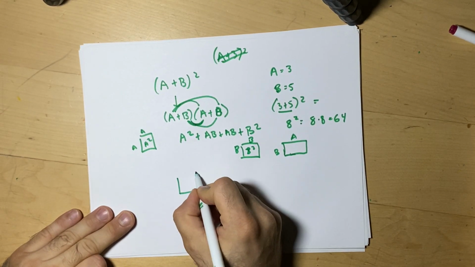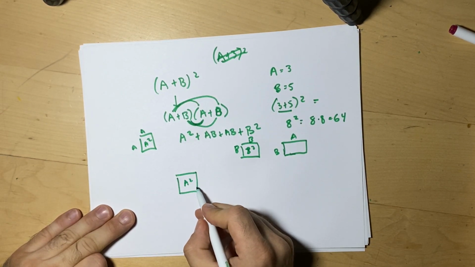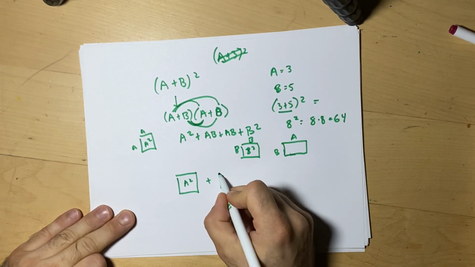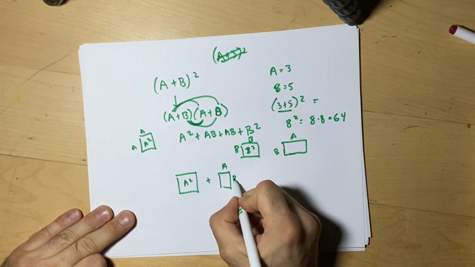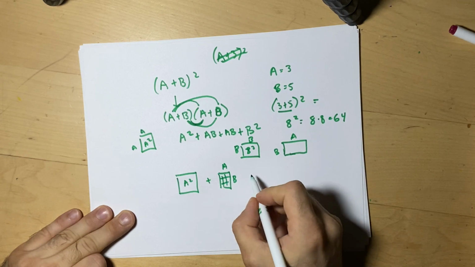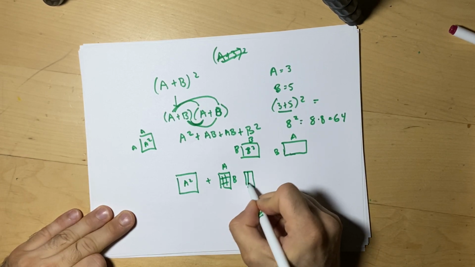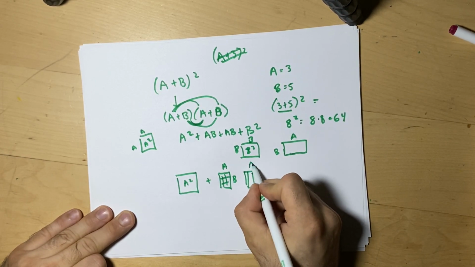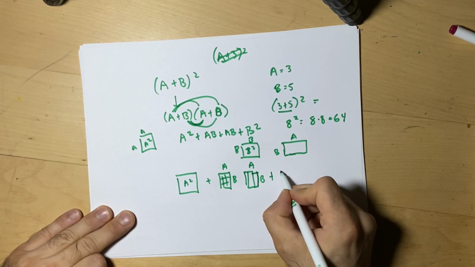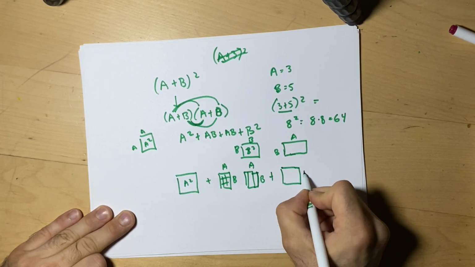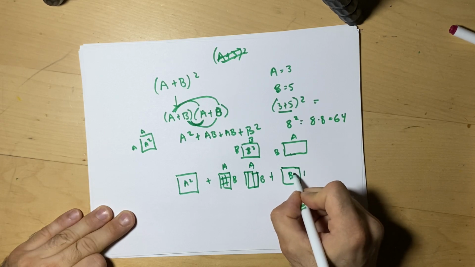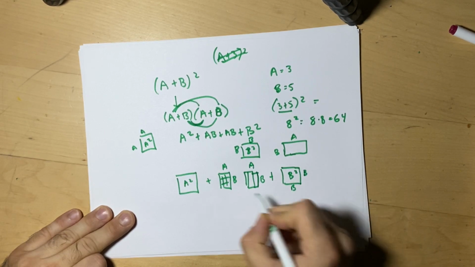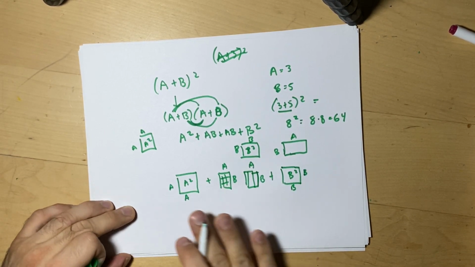So it's basically, we're going to have a square of a, we're going to have an a times b row and column, another one of the a times b, so there's 2, and then another square of b. Each side is b, and here each side would be a.